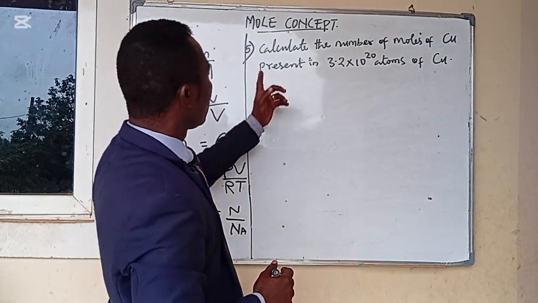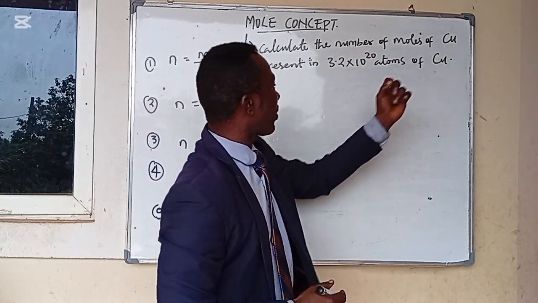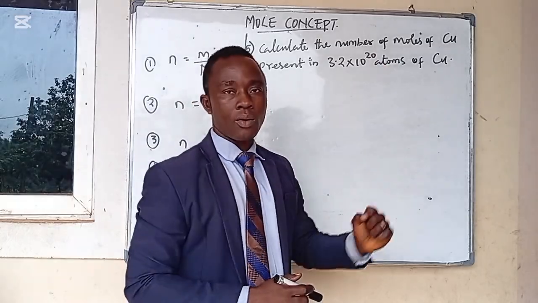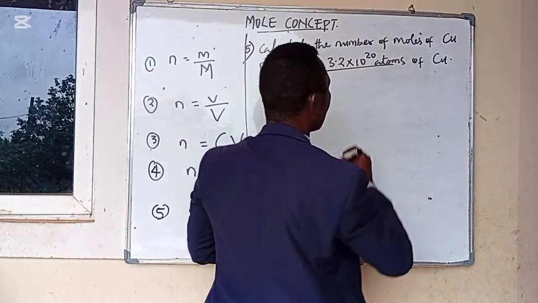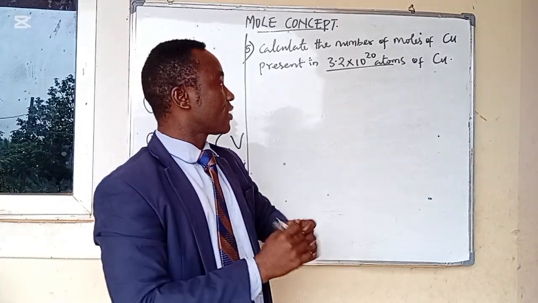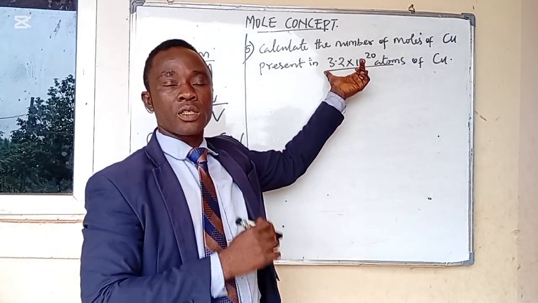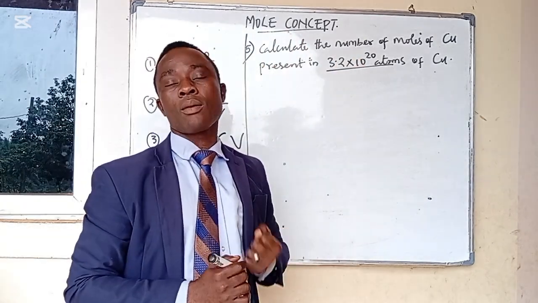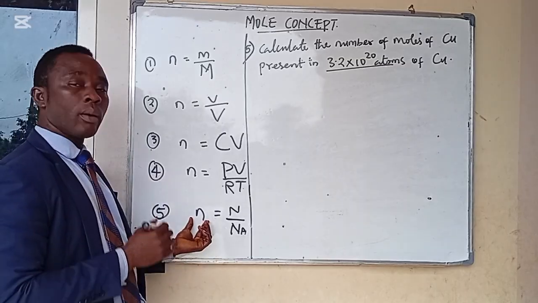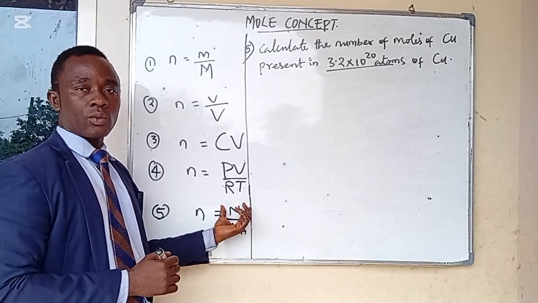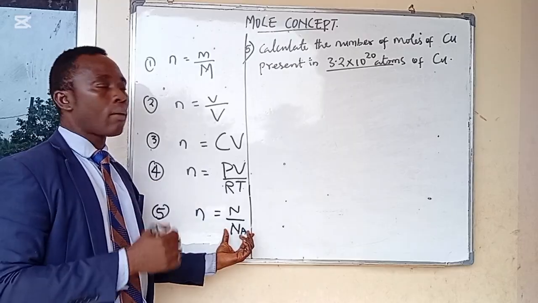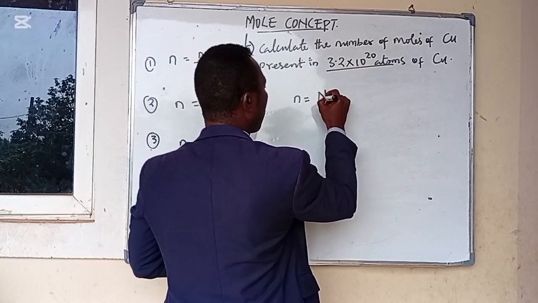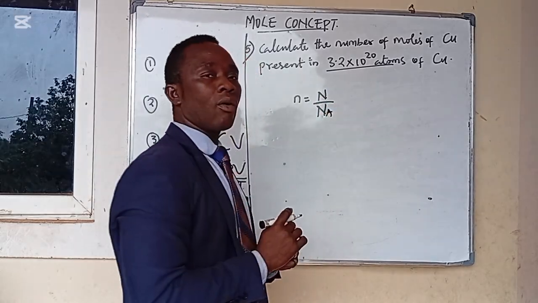Now, it says calculate the number of moles of copper present in 3.2 × 10^20 atoms of copper. Now, this number you see here is atoms. An atom is a particle. So this is number of particles. You are given number of particles and asked to calculate the number of moles. Number of moles is equal to number of particles divided by Avogadro's number of particles.